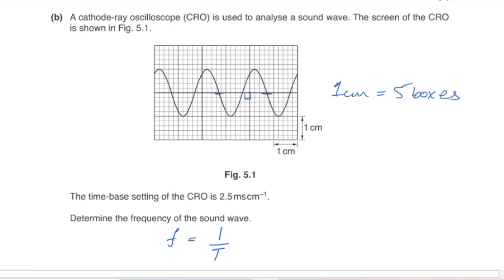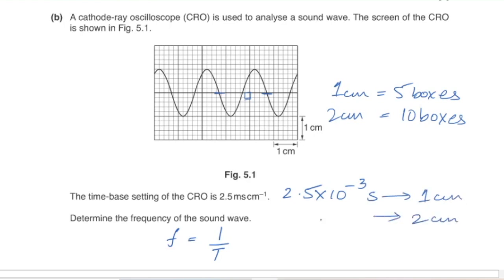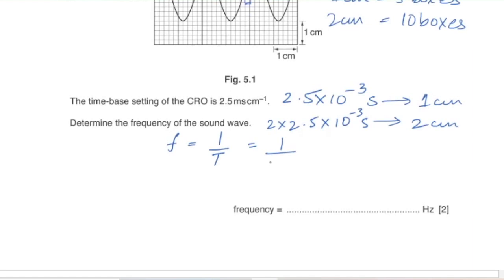And I told you that this whole wave is taking 10 small boxes. This means that it is covering 2 centimeters of distance. So it says 2.5 into 10 to the power of negative 3 seconds for each centimeter. And we have 2 centimeters, so we'll multiply 2.5 into 2 to get the time period. And when you divide 1 by 2 into 2.5 into 10 to the power of negative 3, you will have a frequency of 200 Hertz.